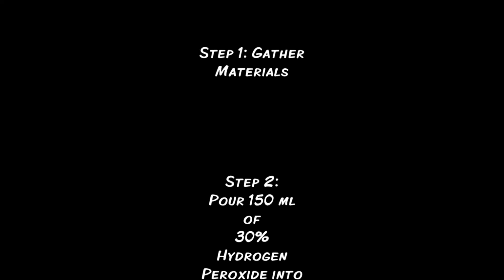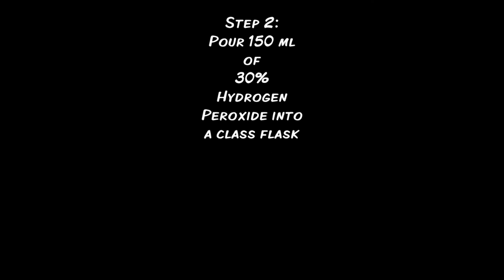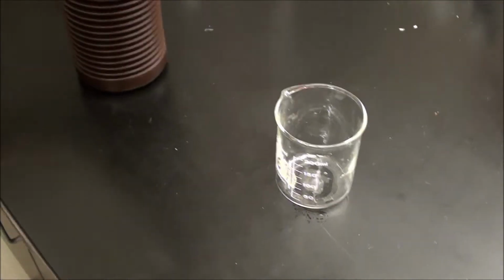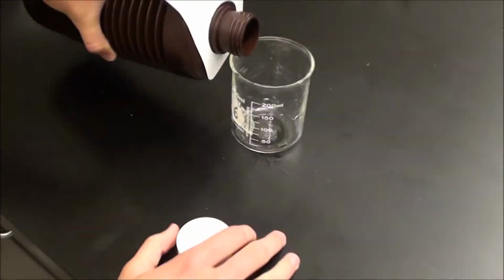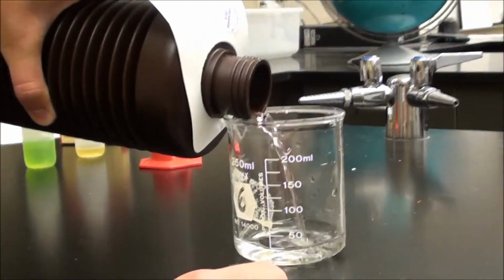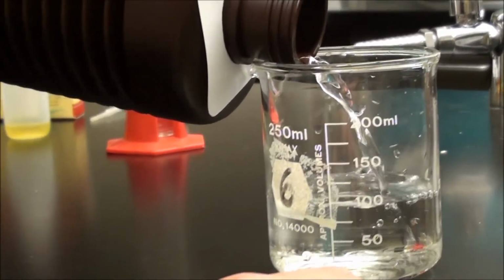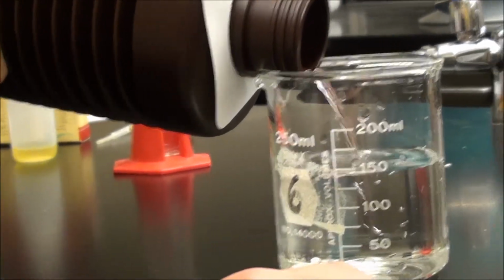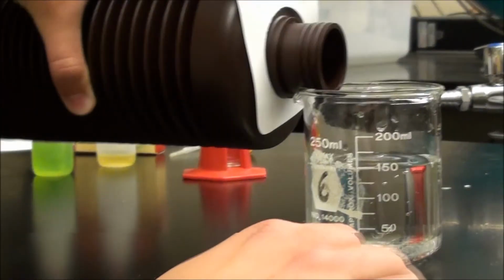Procedure. Step 1. Gather materials. Step 2. Pour 150 milliliters of 30% hydrogen peroxide into a glass flask. Step 3. Add 6 droplets of liquid soap into the hydrogen peroxide. Step 4. Pour the liquid soap and hydrogen peroxide into the glass flask within the large plastic bucket.